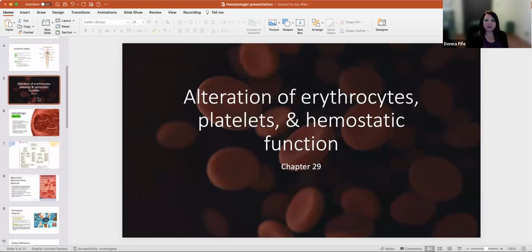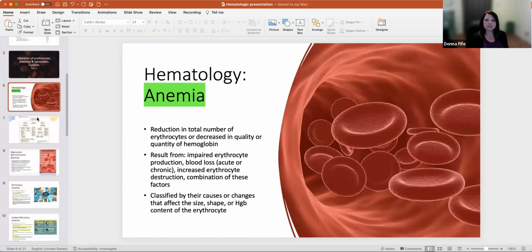Okay, let's look at some alterations of these cells and hemostatic function. Let's take a look first at anemia. This is the reduction in the total number of erythrocytes or decrease in quality or quantity of hemoglobin. It results from impaired erythrocyte production, blood loss, which can be acute or chronic, increased erythrocyte destruction, or a combination of these different factors.